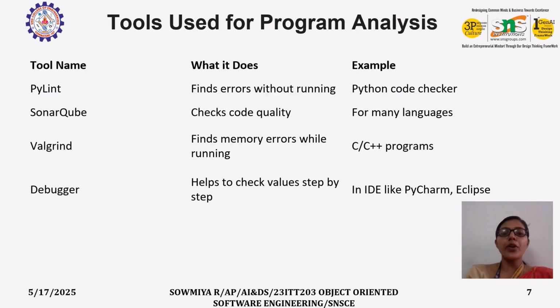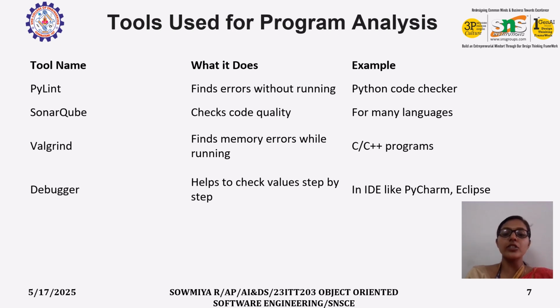Then tools used for program analysis. A range of tools exist to automate program analysis. First one is static analysis tools. Pylint and Flake8 are used for Python, ESLint is used for JavaScript, FindBugs and Checkstyle are used for Java, and SonarQube is used for multi-language support. These tools enforce coding standards, identify code smells, and suggest improvements.